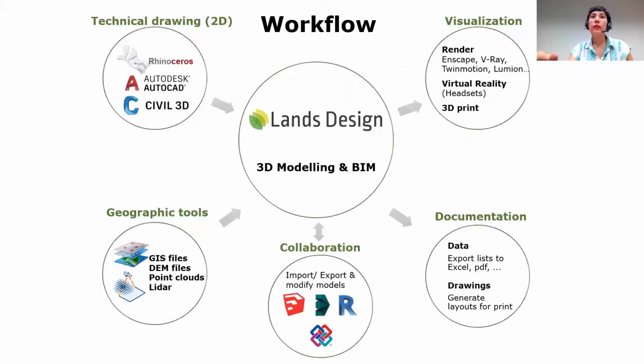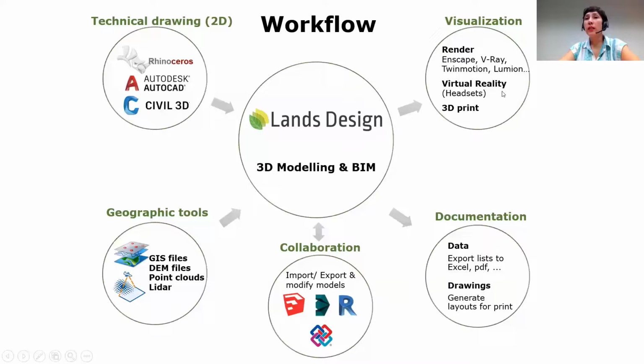So this is the workflow that we basically recommend. You can start technical drawing in Rhino, in AutoCAD, or in Civil 3D. You need one of them in order to work with Lands Design. Then the 3D modeling and all these 3D steps you can do in Lands Design. Lands Design is a BIM tool, so it provides you the documentation and the schedules. For visualization, you apply a render, in addition to the native render of Rhino, or in case of AutoCAD, the render of AutoCAD. So you can have Enscape, V-Ray, Twinmotion, or Lumion, for example.